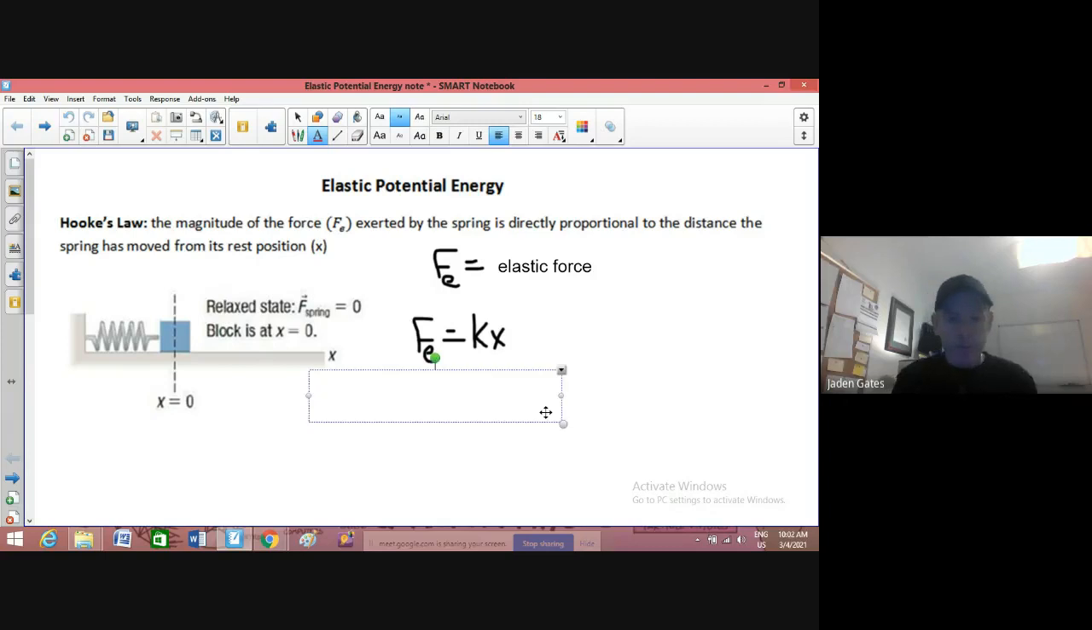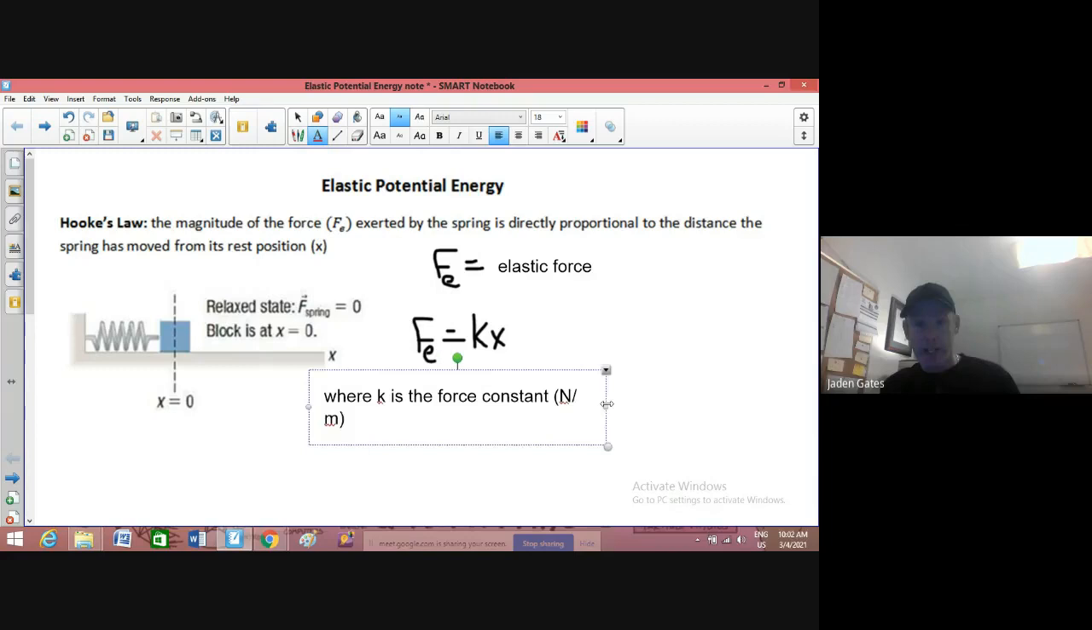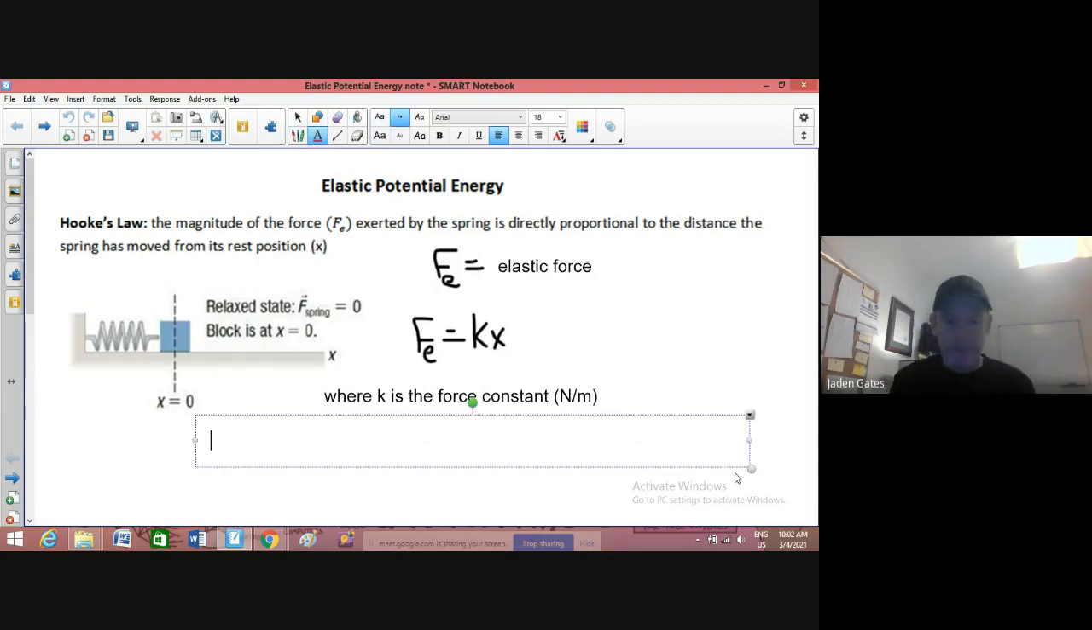K is the force constant. That's how strong your spring is. The units are measured in newtons per meter, so how much force per unit of you moving it, compressing it or stretching it. And X is the distance from the rest position.